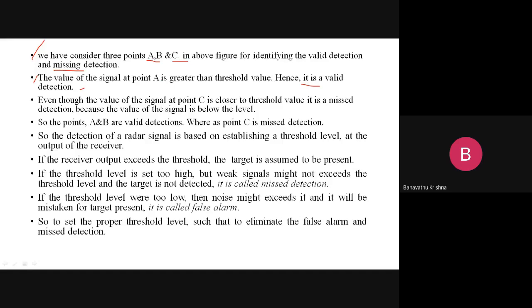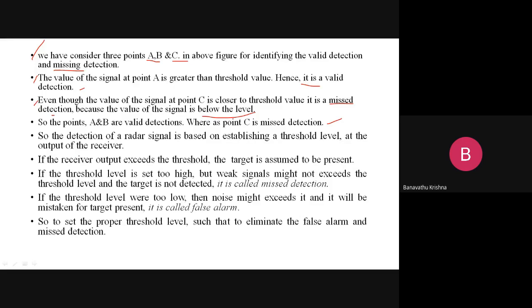Next point. Even though the value of the signal at point C is closer to the threshold level, it is a missed detection. Because the value of the signal is below the level only. The target is there, but the signal is not crossed over the level. Simply we can say it is a misdetection because the value of the signal is below the level. So points A and B are valid detection, whereas point C is misdetection.